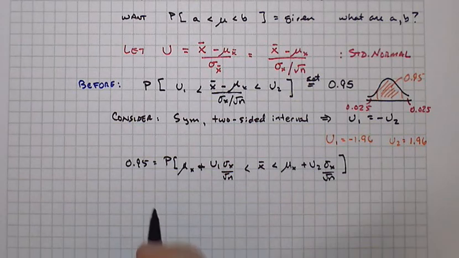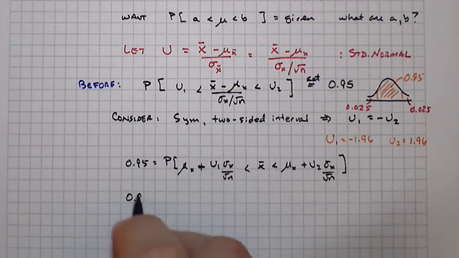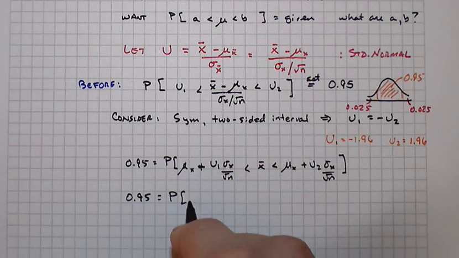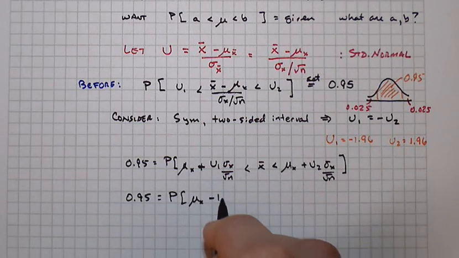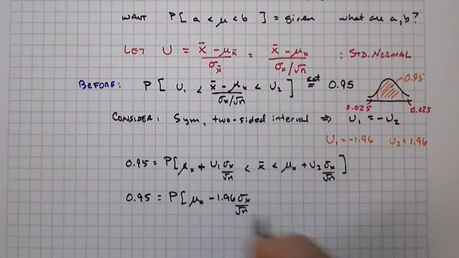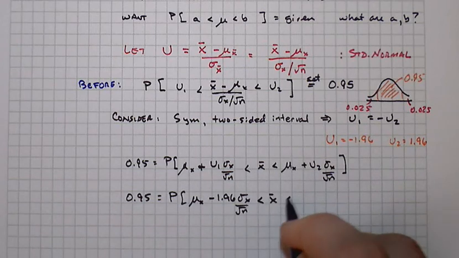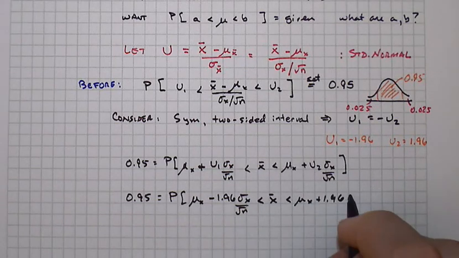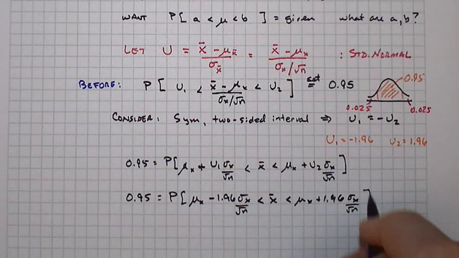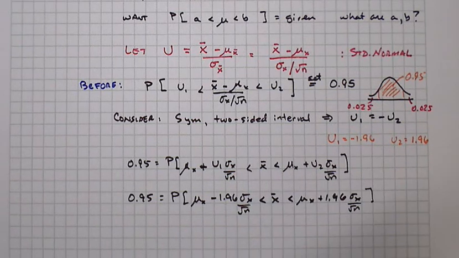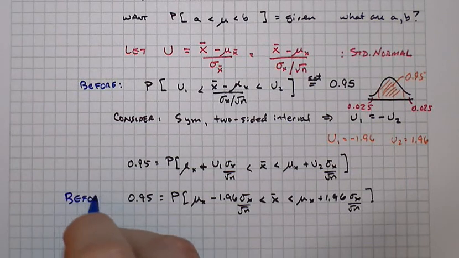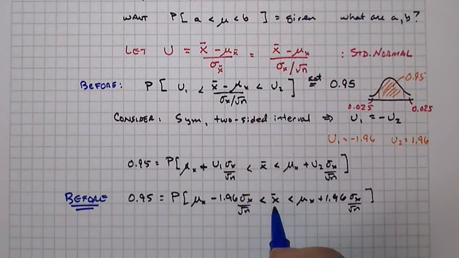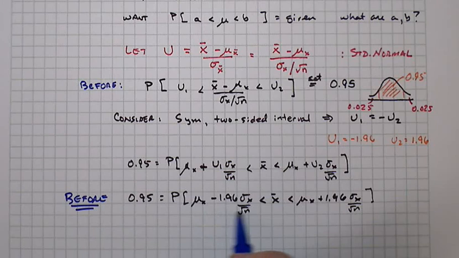Right, now we'll just go ahead and substitute in our u value: 0.95 equals the probability of mu x minus 1.96 sigma x over square root of n less than x bar less than mu x plus 1.96 sigma x over square root of n. Right, and emphasize here, that's the before view. Before we've done the random sample, we're saying that with 95% probability, the sample mean will be between this lower bound and this upper bound value.